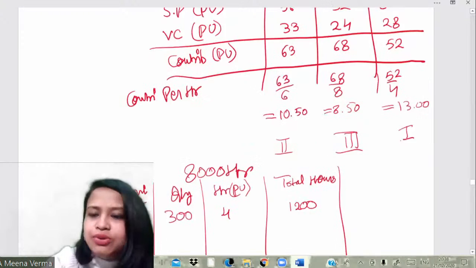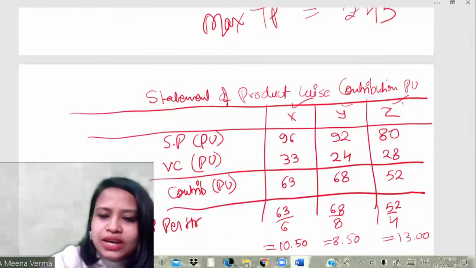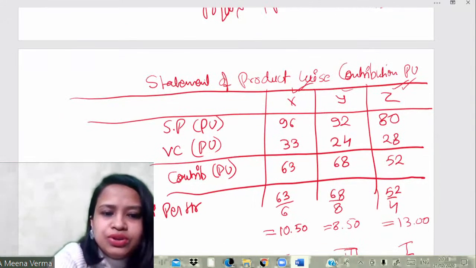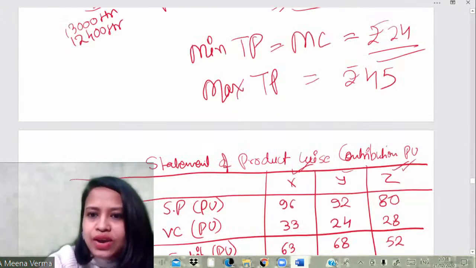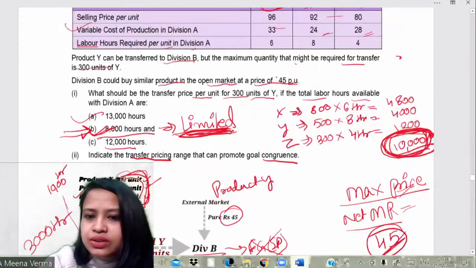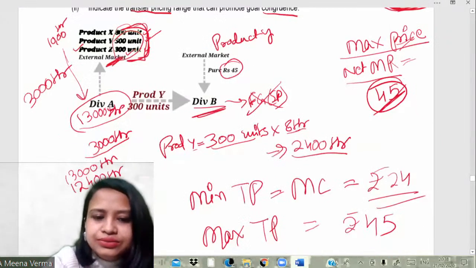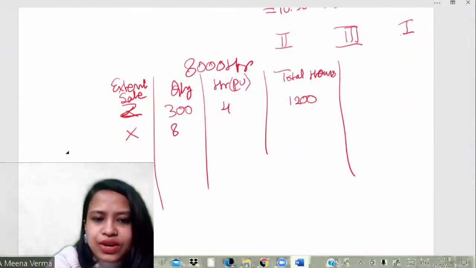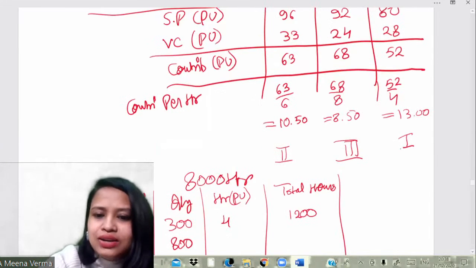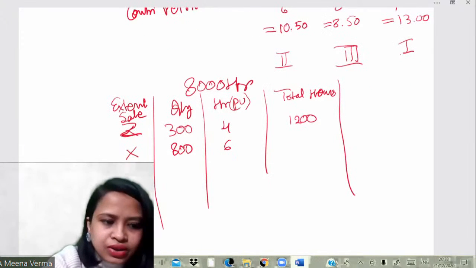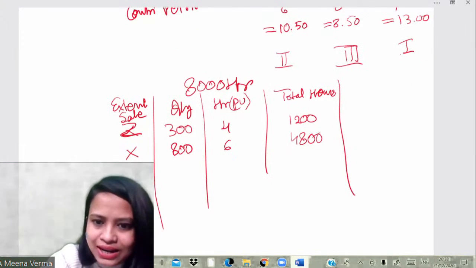Okay. Then after producing Z, you will produce product X. How many units of X are required? 800 units of X are required. How many hours per unit? It is 6. So you need 4,800 hours.